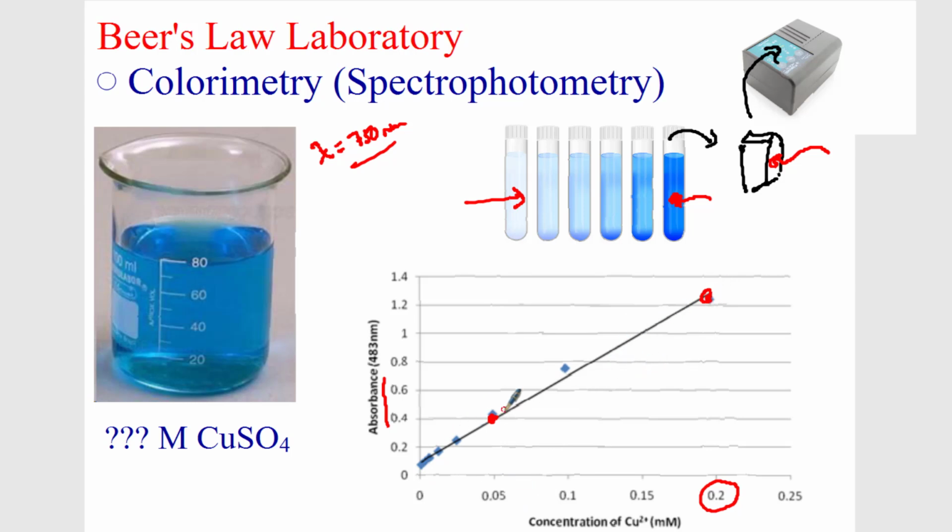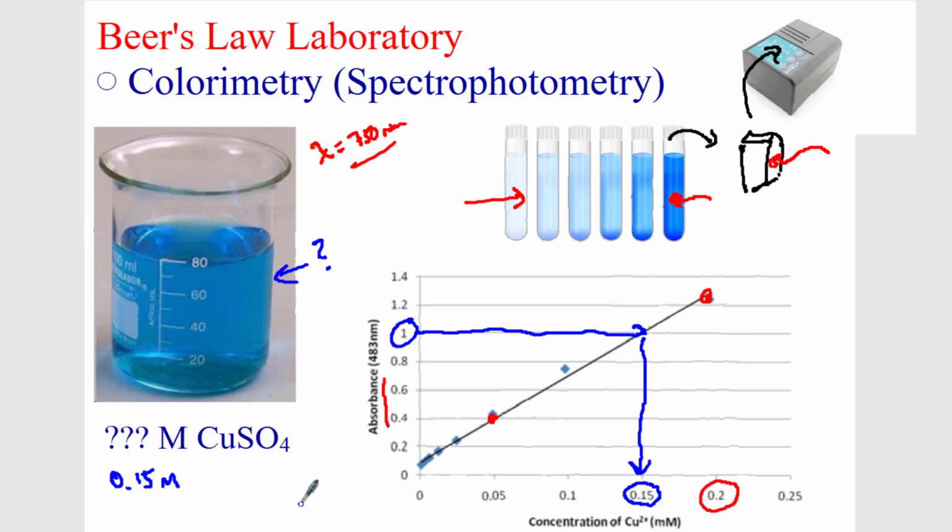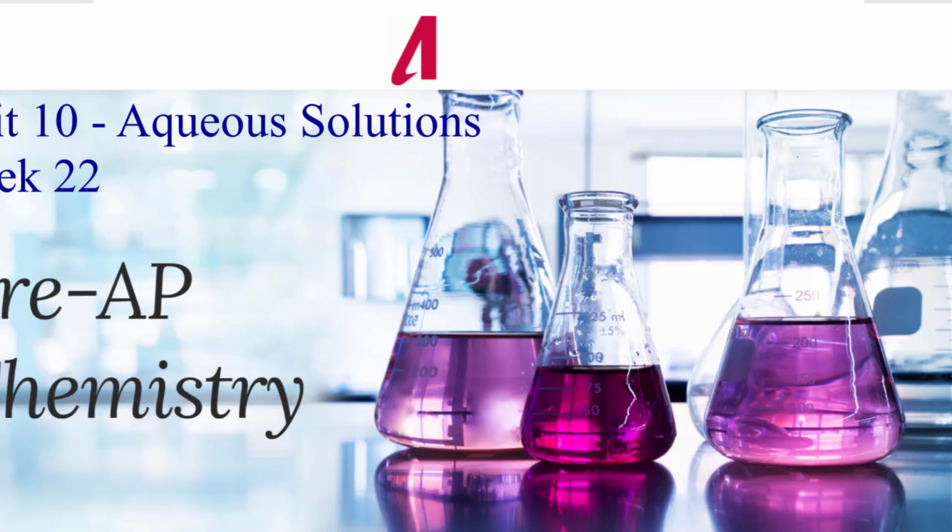We have a best line fit, which means then we can test the unknown solution. Let's say the unknown solution absorbs at 1. Then we can come over here and we come down and we say, ding, ding, ding. This is a 0.15 molar solution of copper sulfate. So we can only know the unknown if we know a bunch of knowns. And that's called a Beer's Law laboratory, or colorimetry.